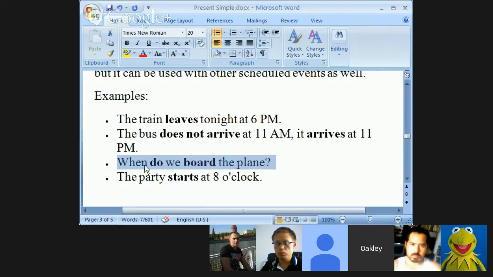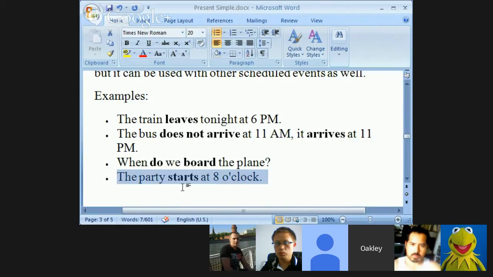In the question form, when do we board the plane? Obviously, this is something you would say as you're waiting in the chairs at the airport. So when are we going to board the plane anyway? When are we going to board the plane? When do we board the plane? Whatever. Obviously, that's the plan. We're all getting on the plane. We're going to fly somewhere.